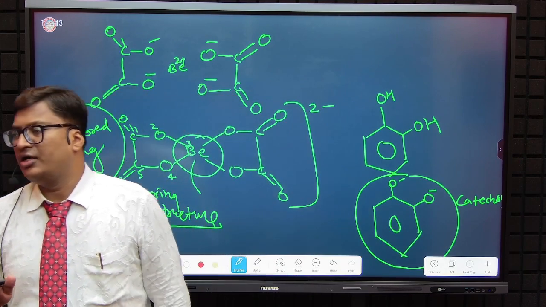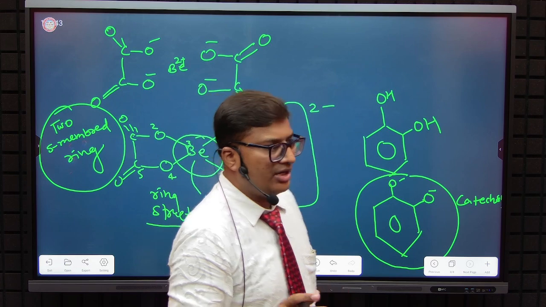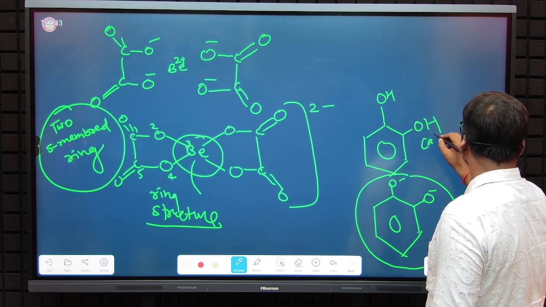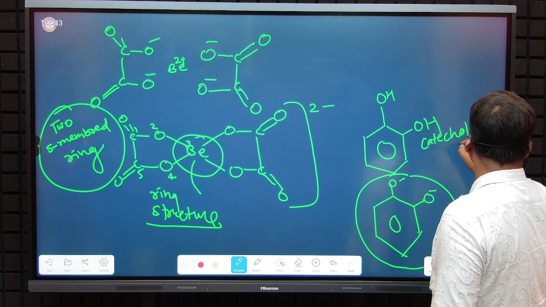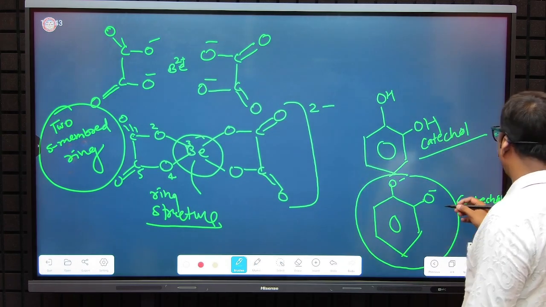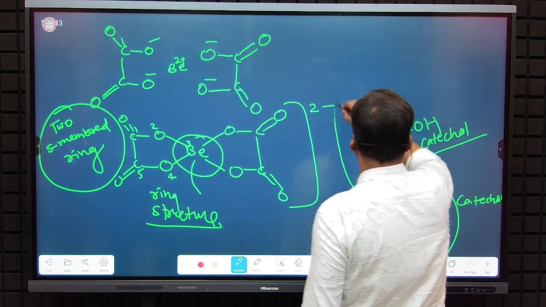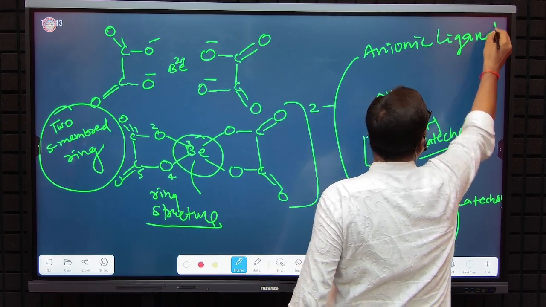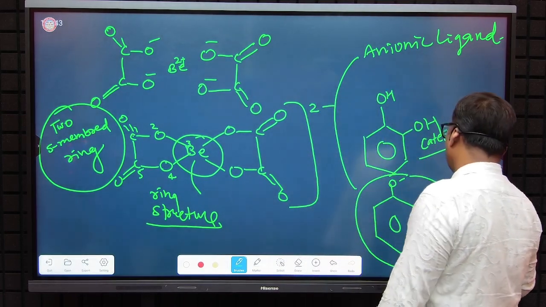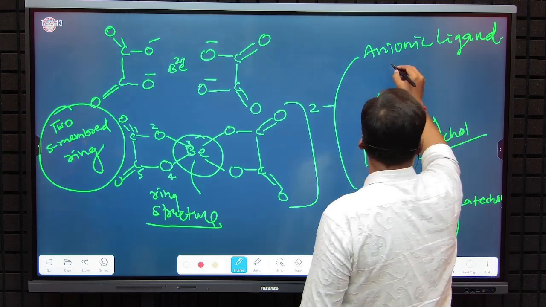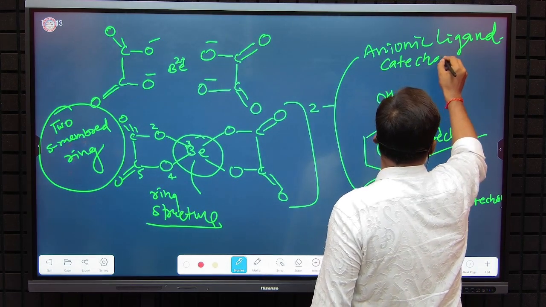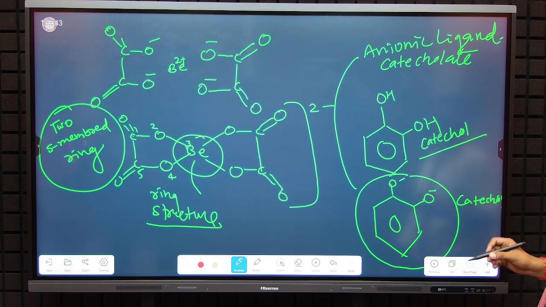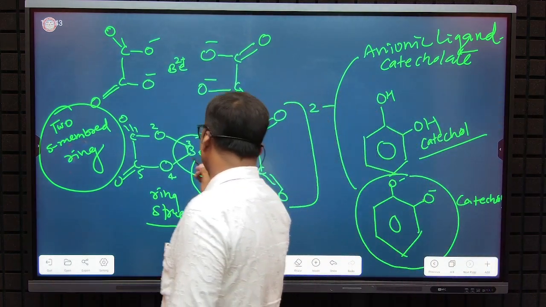So this catechol again acts as a bidentate ligand, and it also forms complexes with beryllium 2 plus and magnesium 2 plus, depending on the size of the metal cations. So this is your catechol, right? And this is your catecholate. This is your anionic ligand, an ionic ligand, and that is abbreviated as catecholate. So this type of ligand also forms complexes with beryllium 2 plus.